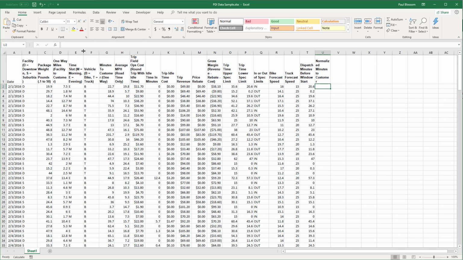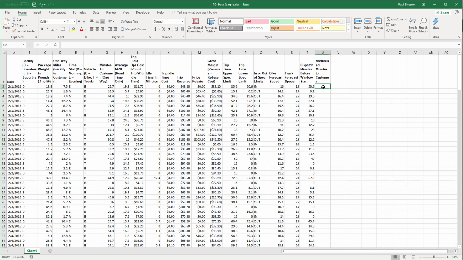All right. Now, the way we're going to normalize it is we have the upper spec limit in O, and we have the lower spec limit in P, and you'll notice that every time those are 15 minutes apart. And we can properly assume that the target value is in between those two, exactly in the middle of those two. So if I take the average of those two, in the top case I'll get 28.1 minutes, I think, and I'm going to subtract that from the minutes to customer, and that will give me the normalized minutes to customer.